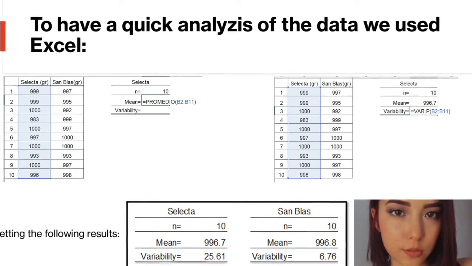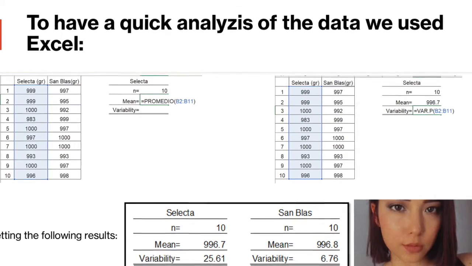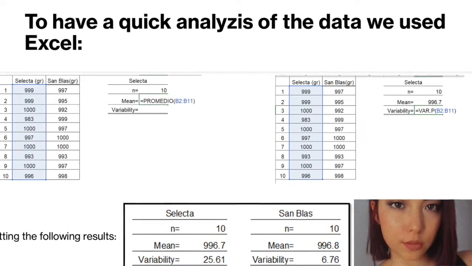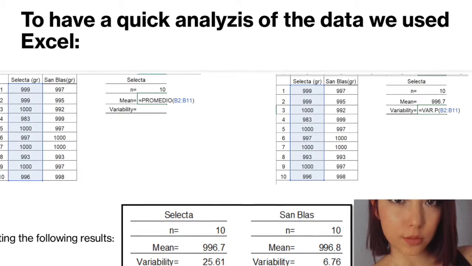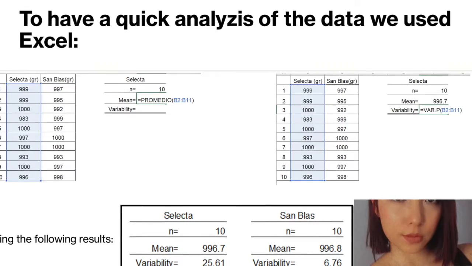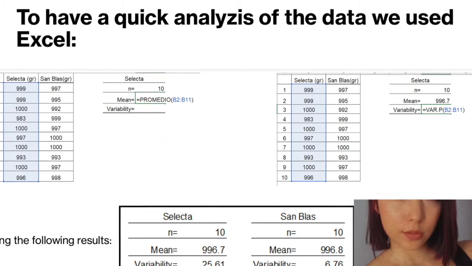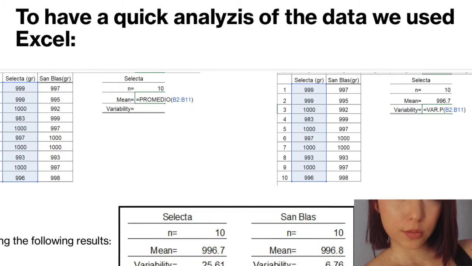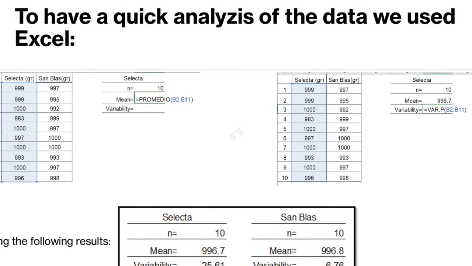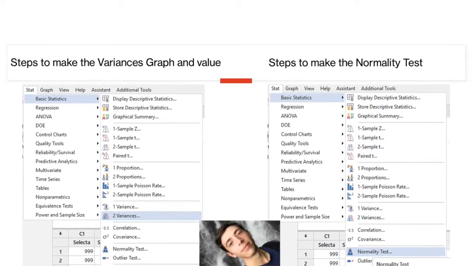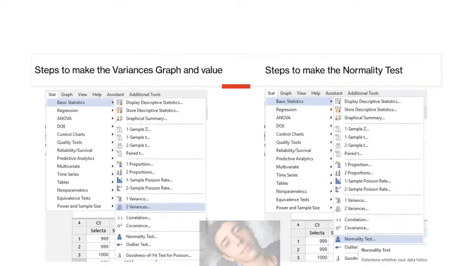The results are that the Selecta mean is 996.7, meanwhile for San Blas it is 996.8. The variability is the one that we are going to look at closely, because for Selecta it is 25.61 and for San Blas it is 6.76.